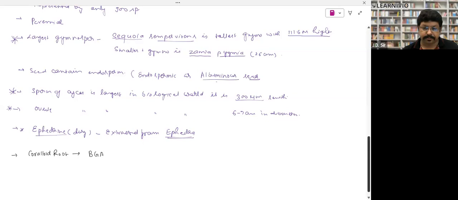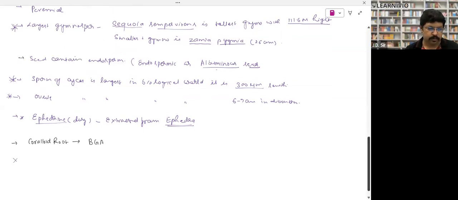Ginkgo biloba. So look, cycas is called a living fossil. Ginkgo biloba is also known as a living fossil, right? Cycas is also known as a living fossil. Let me write on the same point. So, this was all about the gymnosperm.